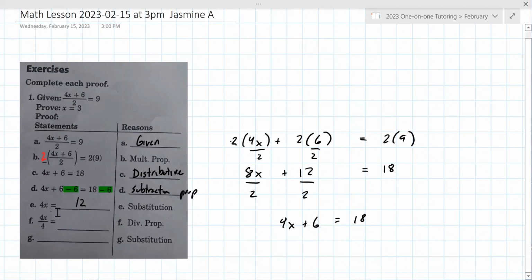Now in part F, if you're dividing the 4x by 4, you're going to divide the 12 by 4. So you have to actually show that 12 divided by 4. And then G is the final step. G is just doing the division. So it ends up being x equals 3.